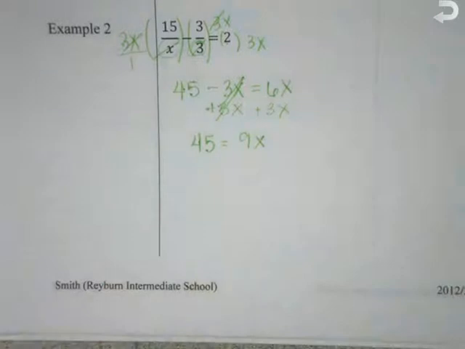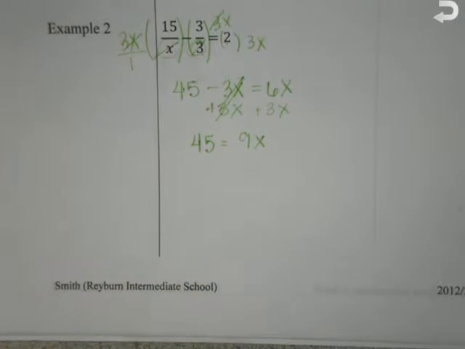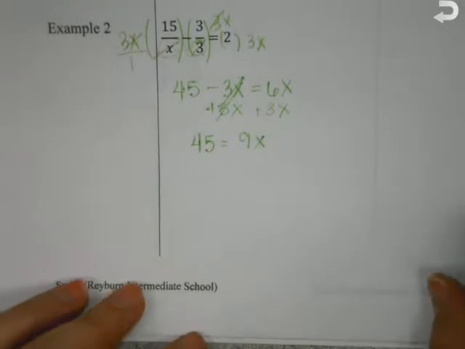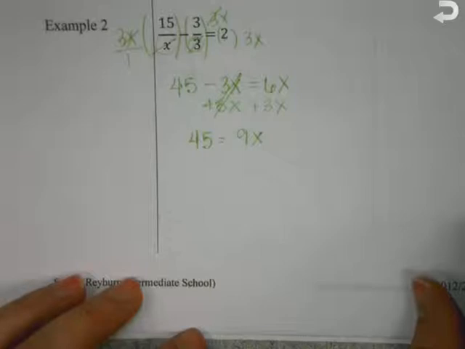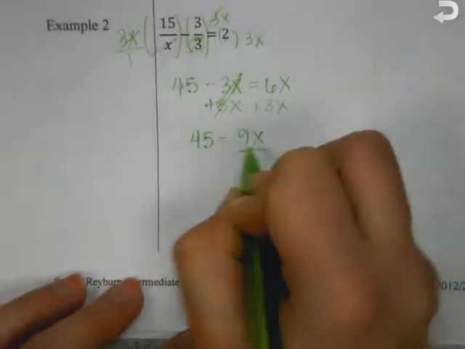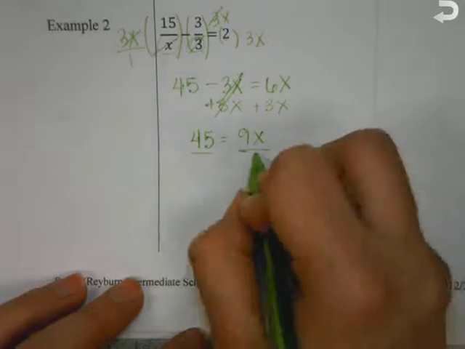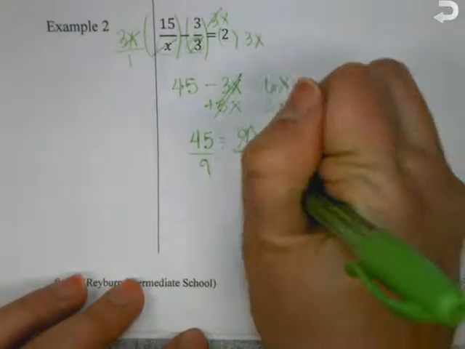And then my next step is what? Andrew, next step. Divide by? By what? 9. Good. So that gives me x equals 5.